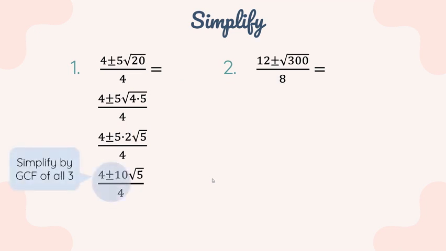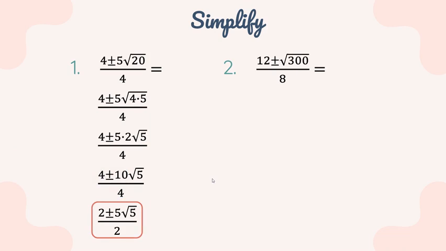Now looking at this, all of these numbers are even. So I'm going to pull out the greatest common factor of the 3 of those numbers: 4, 10, and 4. They're all even, so I'm going to divide them all by 2. 4 divided by 2 is 2. 10 divided by 2 is 5. 4 divided by 2 is 2. So my answer here is 2 plus or minus 5 times the square root of 5 all over 2. It's like I'm splitting up the division and taking out what I can from all 3 of them.